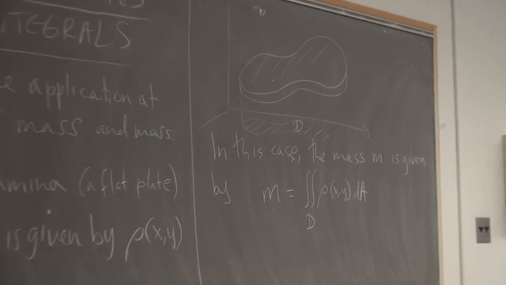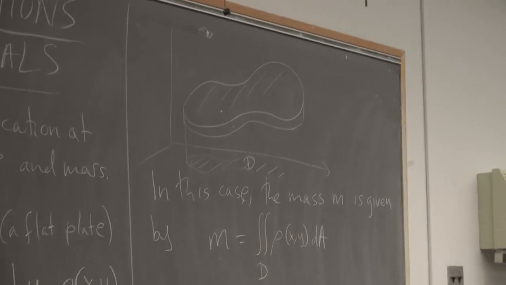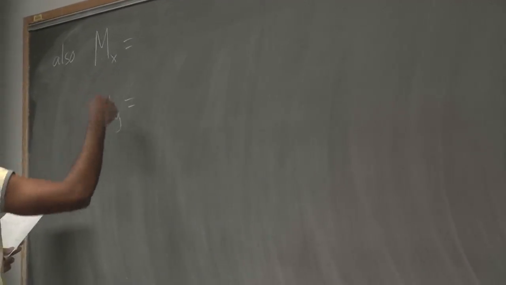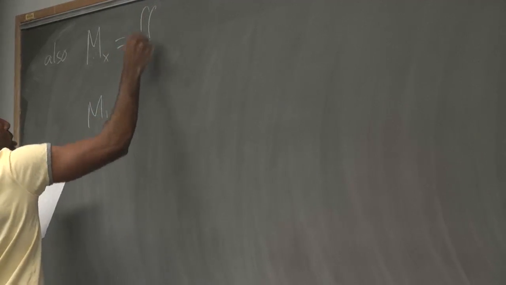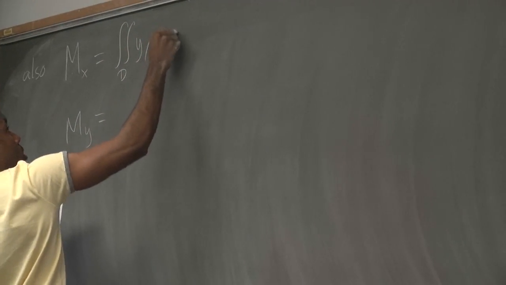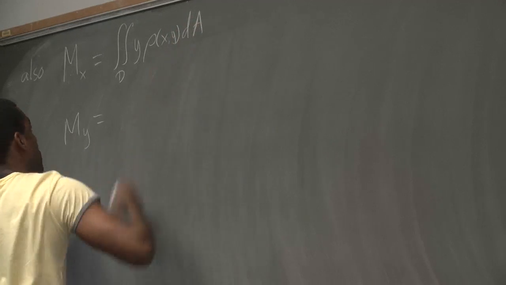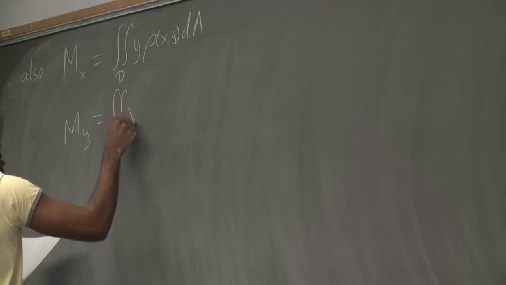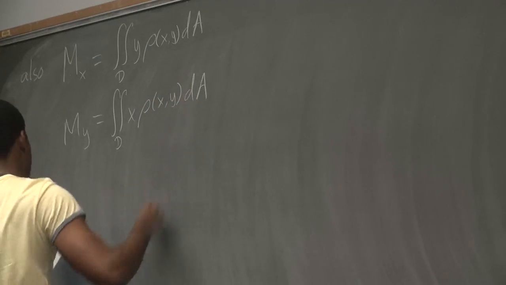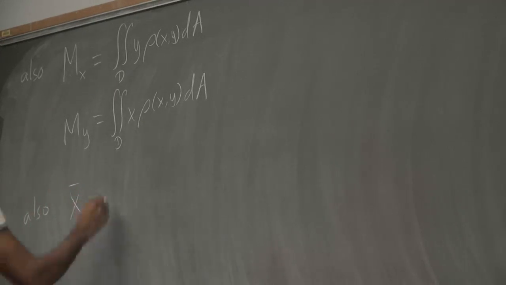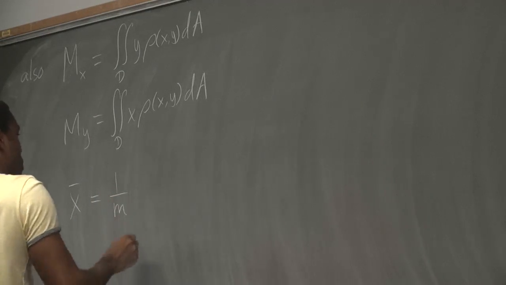Also, there are things called Mx and My, which are the moments about x and the moments about y, and that is given by y times this, and x times this. Also, define x bar to be 1 over m times Mx.